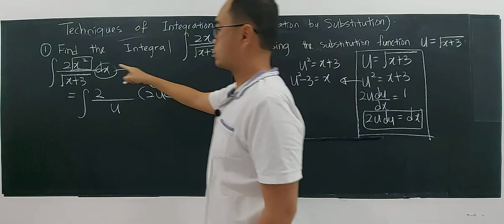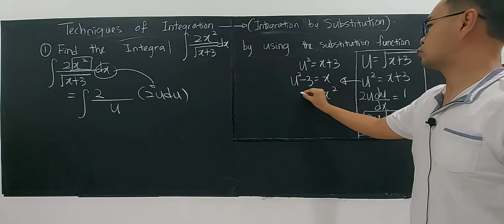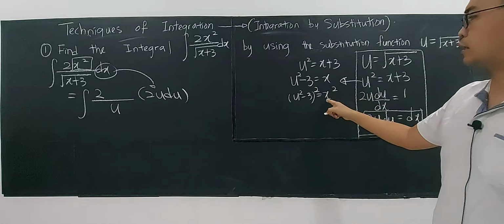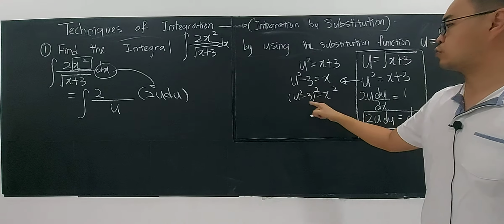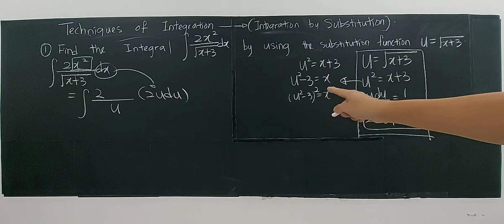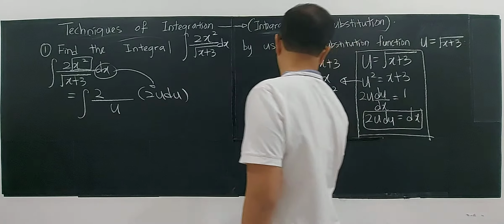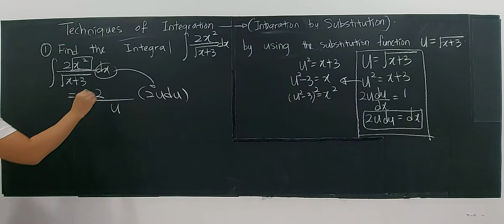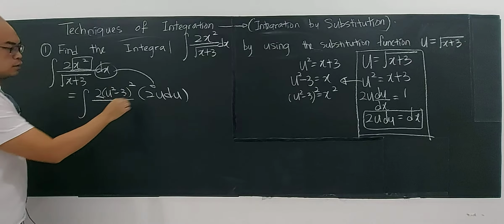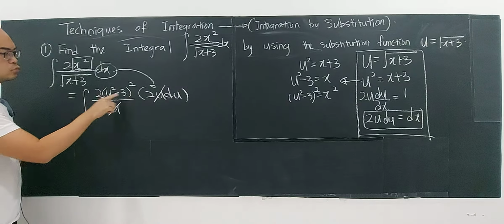But you need x to the power of 2 here, right? So for x to the power of 2, you have to square both sides. So from here you can generate x squared to be u squared minus 3 to the power of 2. There's nothing wrong with modifying this to give you x squared. So x squared is u squared minus 3 to the power of 2. So I'm going to replace this with u squared minus 3 to the power of 2. And you can eliminate the u.